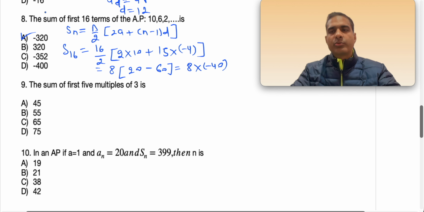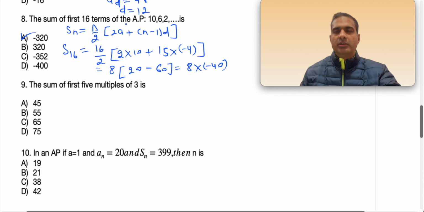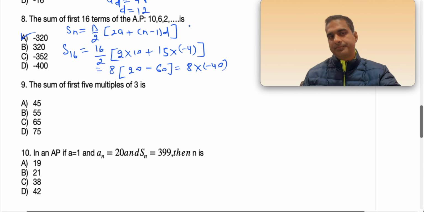So this was a question just to check whether you know the formula for the sum of n terms of an arithmetic progression, and whether you can apply that concept to find the sum of any given series. First 3 terms were given, so we found the first term a, that is 10, common difference 6 minus 10, that is minus 4, and we put the values and found the sum of 16 terms as minus 320.